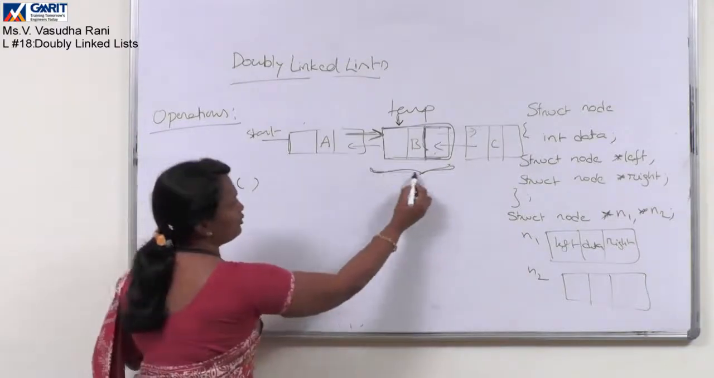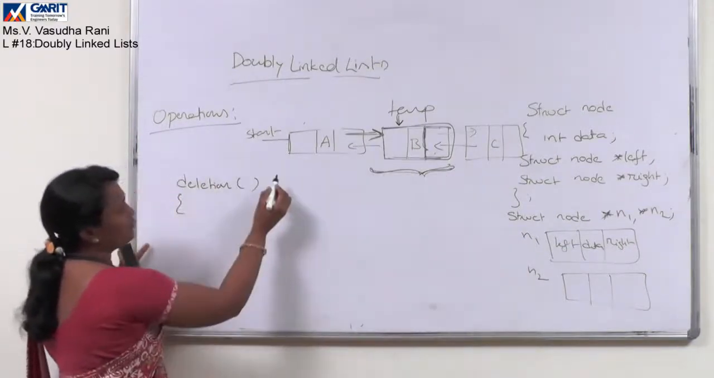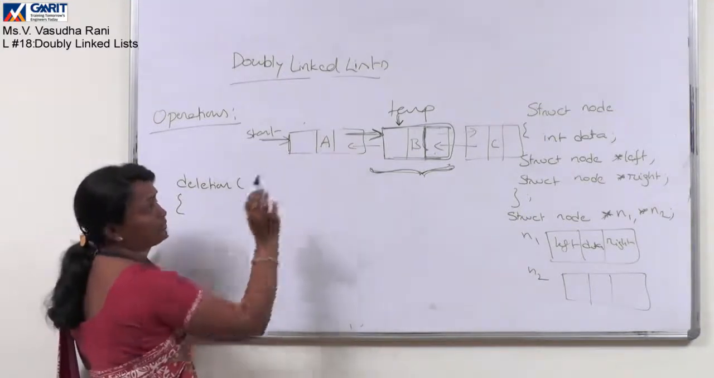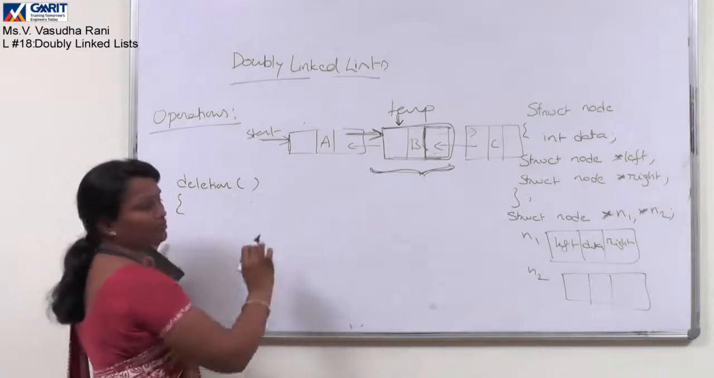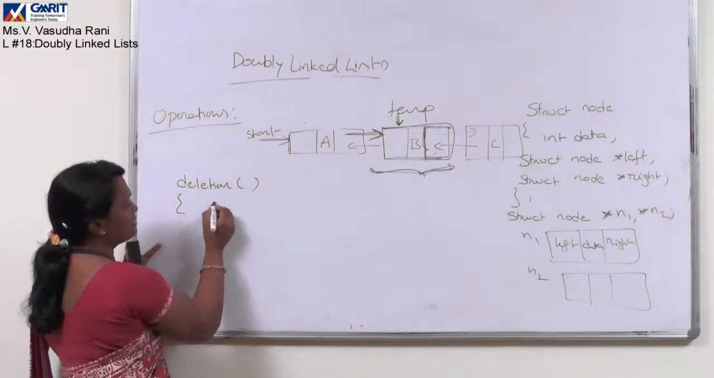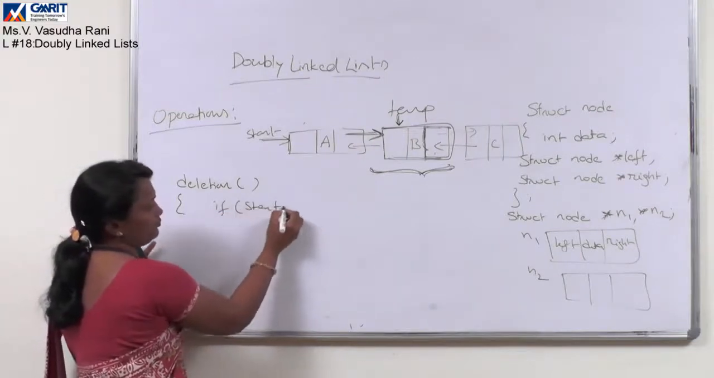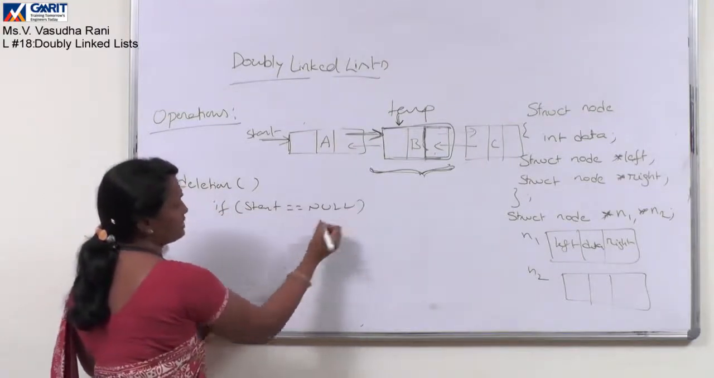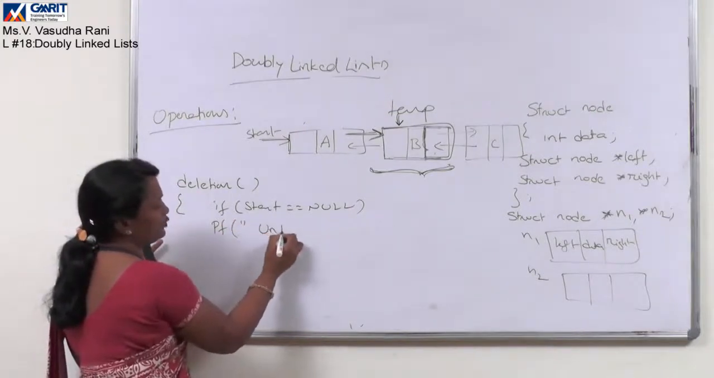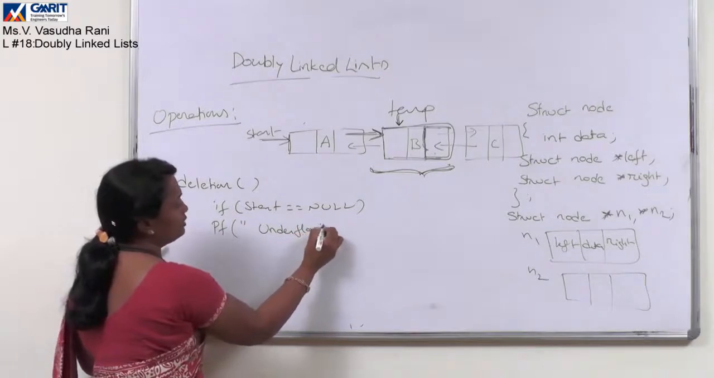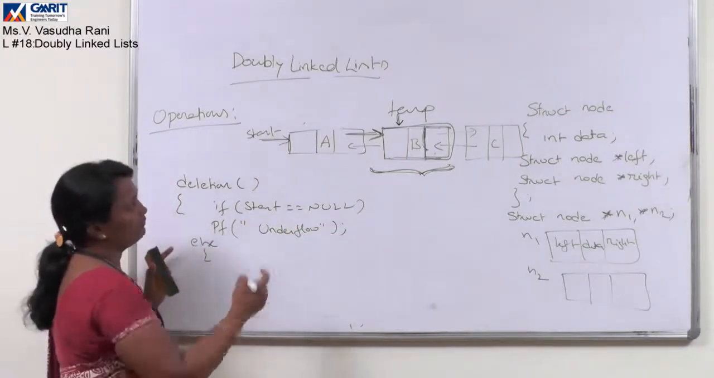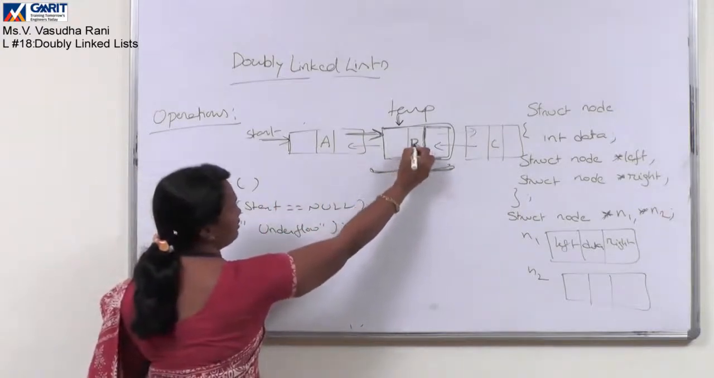Now this is the node which we want to delete. So what we have to do is traverse the list from the start to the particular node which we want to delete. So for traversing, it's our usual case. First we'll check whether the list is empty or not. If it is empty, there is no possibility to delete a node, so it is underflow. Else we have to traverse till this particular node.